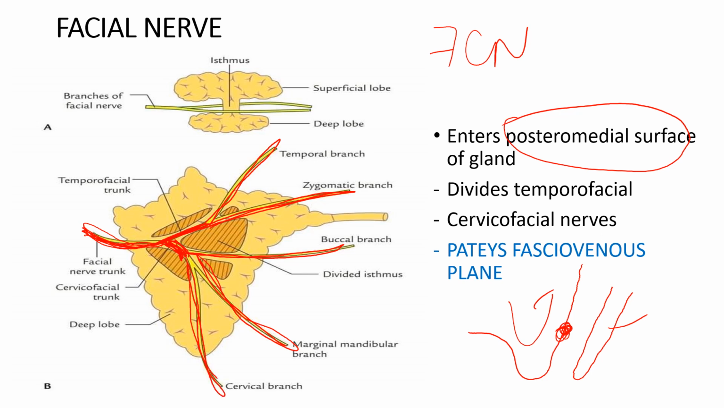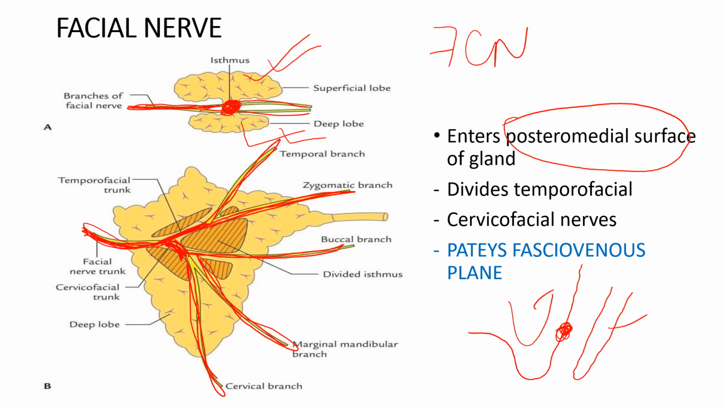facial nerve. Now you can see here that the facial nerve, where it enters the parotid gland, divides the gland into a large superficial part and a small deeper part. The region where the facial nerve enters this part of the parotid gland is known as the isthmus of the parotid gland.